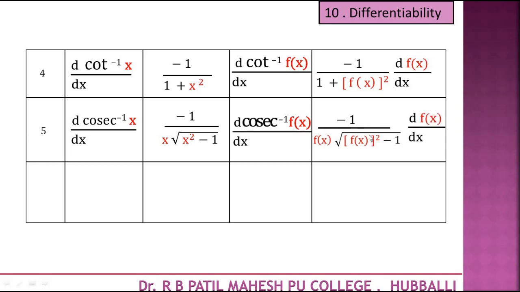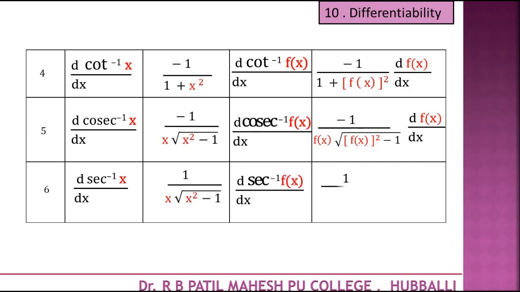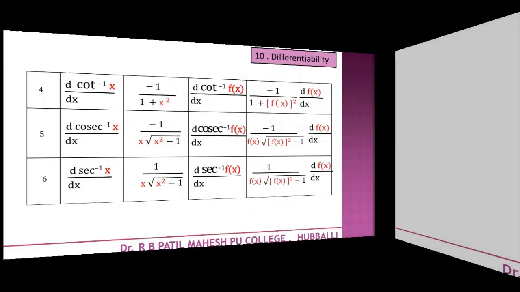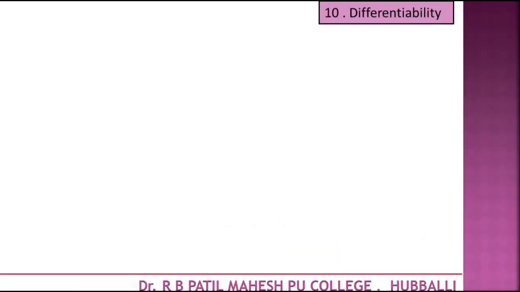So whatever is written is the derivative of the cosec inverse, taking the same variable, and after that the variable's derivative. The last function is secant inverse x. It is 1 divided by x into root of x square minus 1. If it is composite, then 1 divided by f of x into root of f of x whole square minus 1, into d by dx of f of x. So now I hope you got how to write the derivative of composite functions of inverse trigonometric functions. Now I take one example.